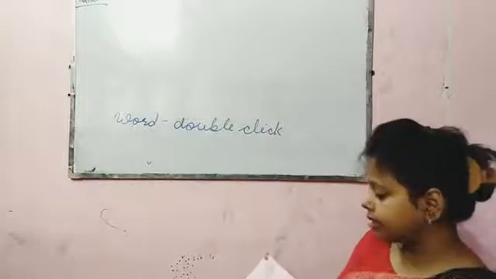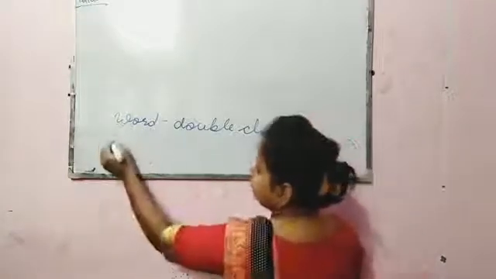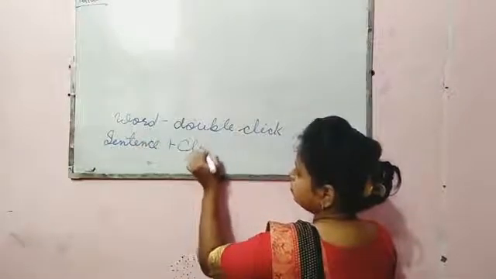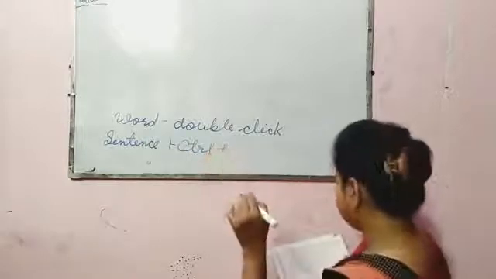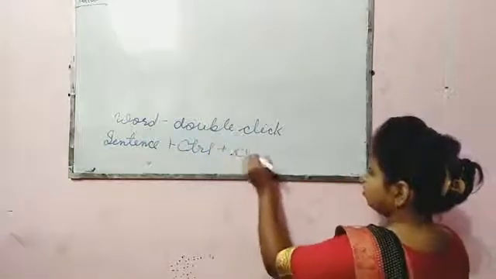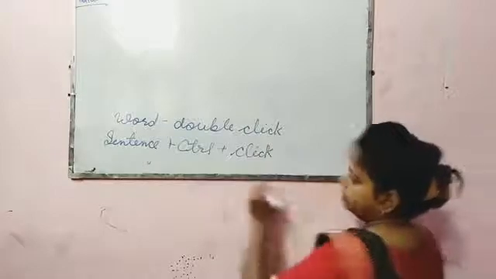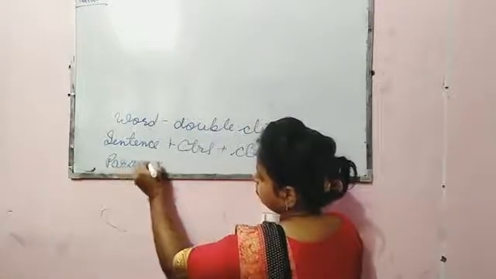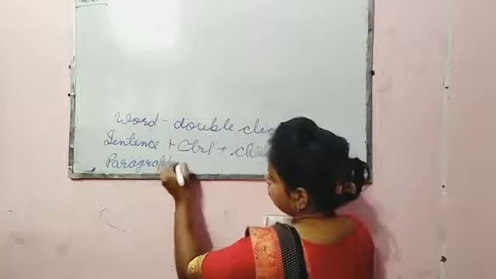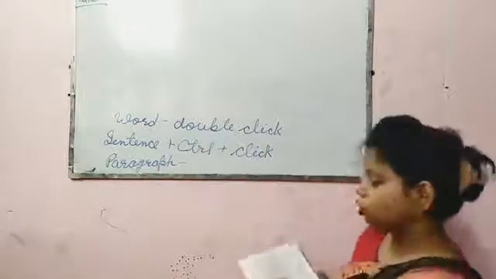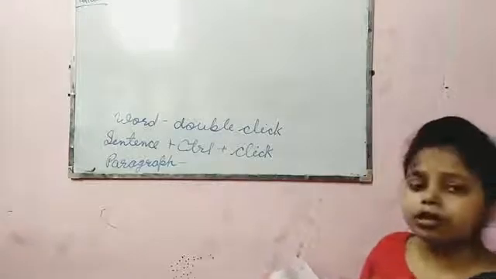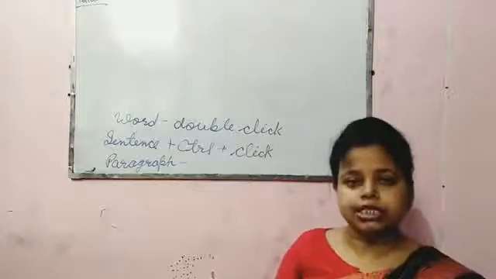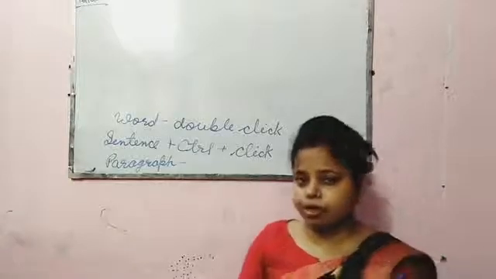Then selecting a sentence: Ctrl plus click. And then paragraph. For selecting a word, students, you just double click on that particular word.